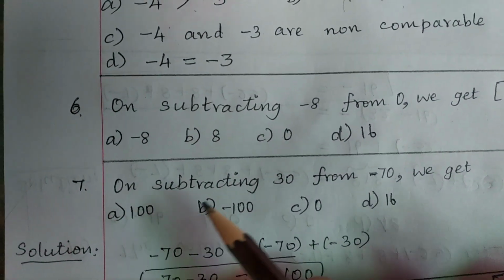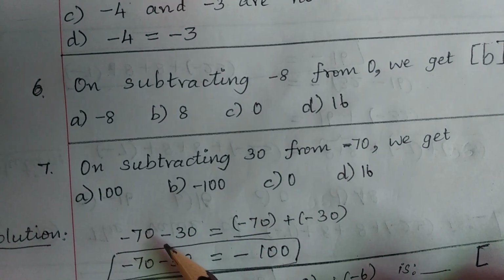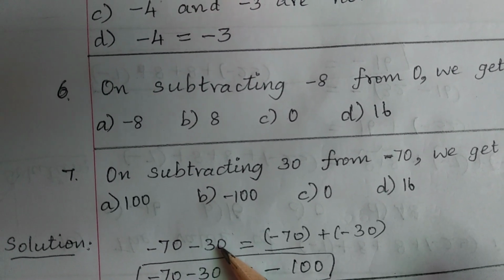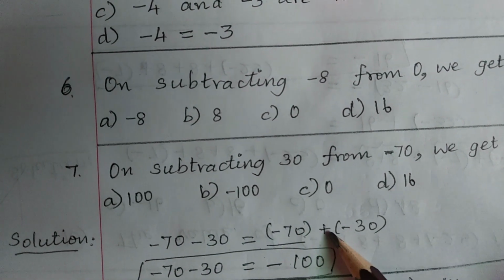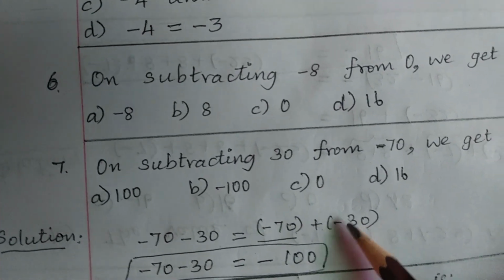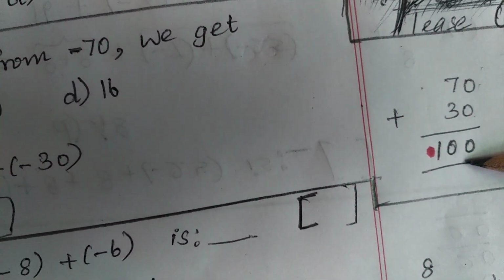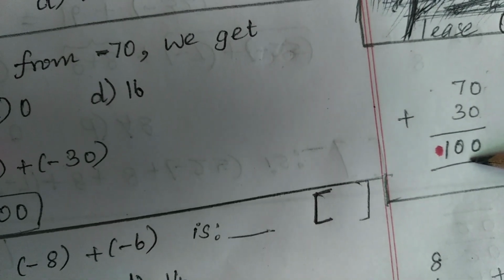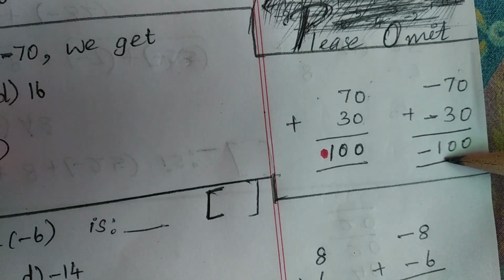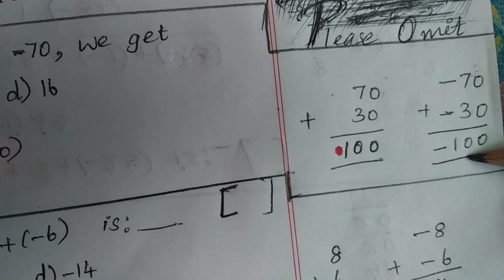Seventh question is, on subtracting 30 from minus 70 we get. Which means from minus 70, remove 30. So minus 70 minus 30 is nothing but minus 70 plus minus 30. To find the sum of two negative values, it is enough to find the sum of two positive values and then the answer should be accompanied with a negative sign. See, 70 plus 30 is 100, which means minus 70 plus minus 30 is minus 100.